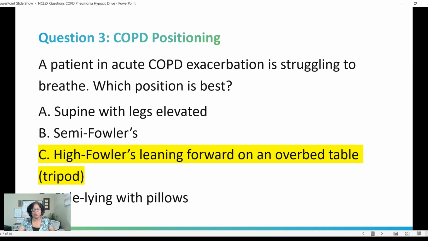Side-lying with pillows, that's not going to maximize your ventilation. Even if you side-lie, it's just an awkward position for the patient. So it's not going to be the best to maximize ventilation. So if they ever talk about respiratory distress, if they ever talk about what position is best, it's always high Fowler's, unless it is contraindicated. Let's just say it's always upright, unless, like I said, it's contraindicated. And that would be told in the stem of the question.